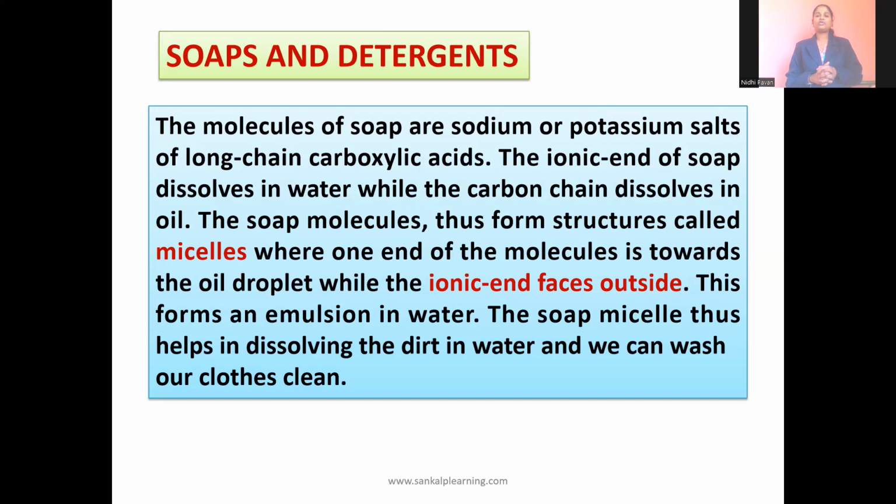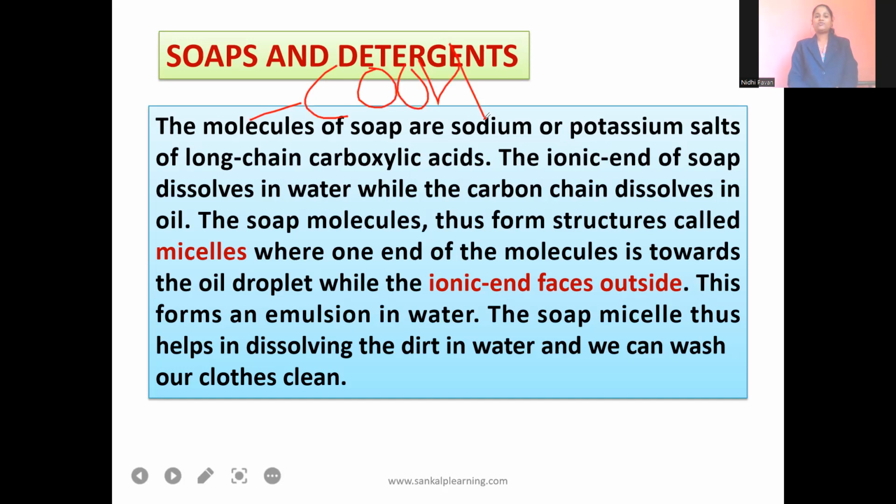The molecules of soap are sodium or potassium salts of long chain carboxylic acids. So it tells what soap actually is. First we will talk about soap. Chemically, what is it? It is made up of sodium or potassium salts, which have a long chain of carbon with the carboxylic acid. What is the carboxylic acid? It's a functional group, COOH. It is its symbol formula.